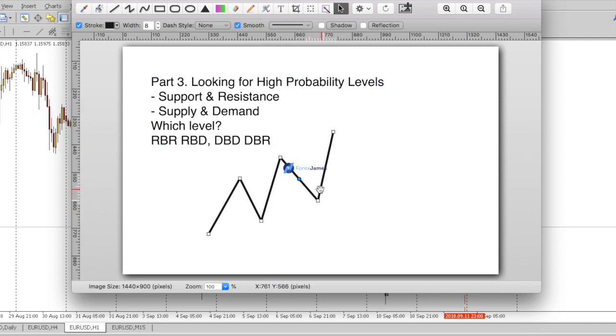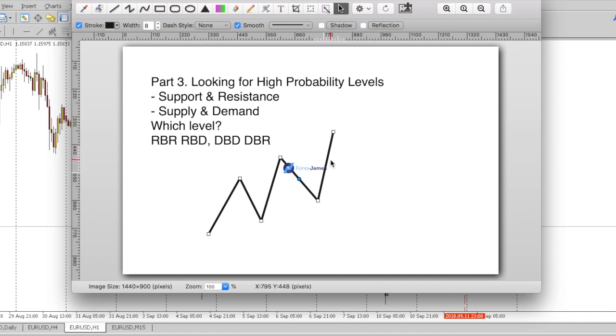Why is it a higher probability level? Because when you enter right on the pullback here on the turn, you may use a tight stop loss in order to get a bigger reward, okay? A bigger reward to risk ratio.